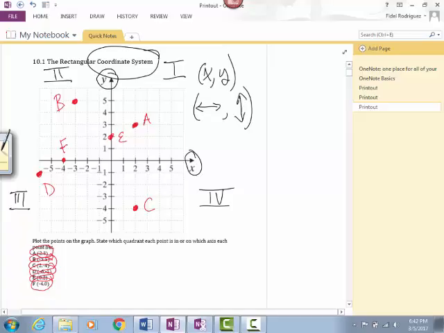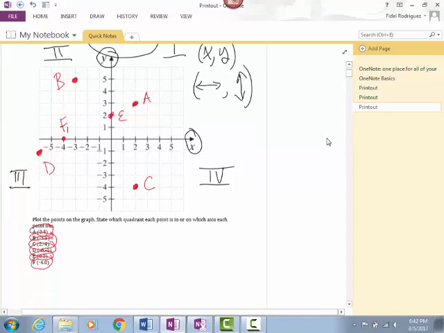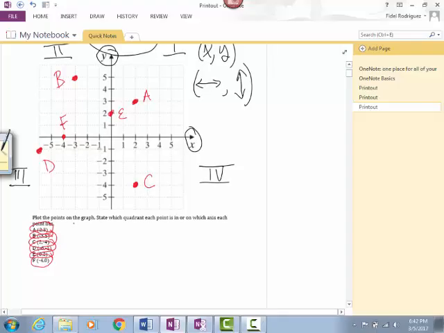Okay, now the directions say state which quadrant each point is in or on which axis each point lies. So what I want to do here is I'm going to say, well, look, we have 4 quadrants, quadrant 1, quadrant 2, quadrant 3, and finally quadrant 4. So I'm going to look and see which points are in each quadrant. So point A is in quadrant 1, point B is in quadrant 2, point C is in quadrant 3, point D is in quadrant 4, but we also have the 2 axes.